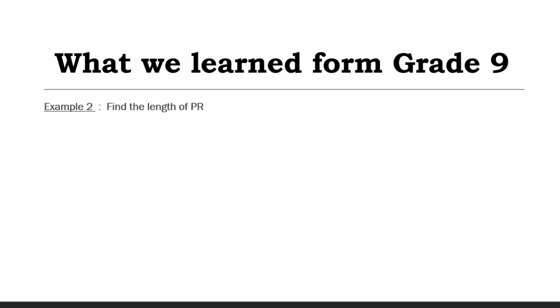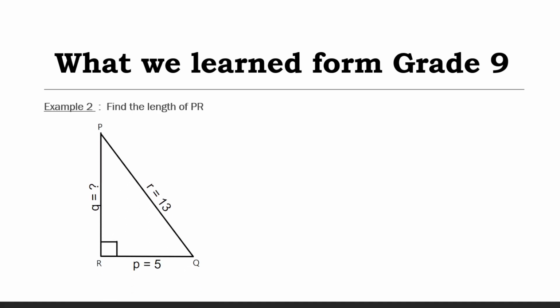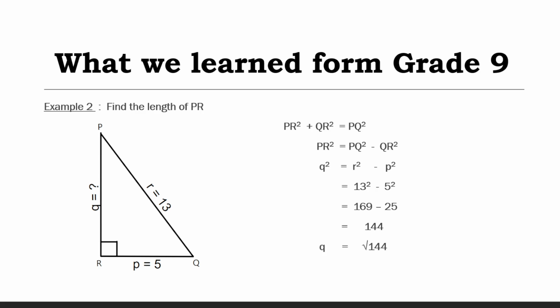Example 2: we are requested to find the side PR, which is represented by the letter small q. Applying the formula and transposing to make PR the subject of the formula, and substituting the representative sides, that gives us 13 squared minus 5 squared. Finally, q squared equals 144, and q is 12 units. And this is the application of what we learned in grade 9 of Pythagoras theorem.